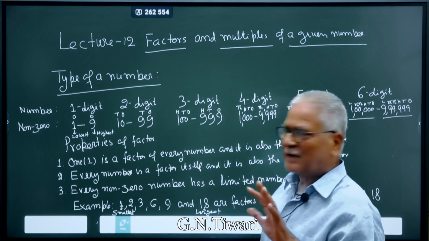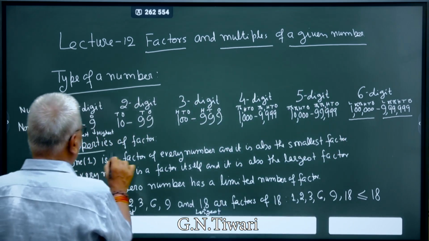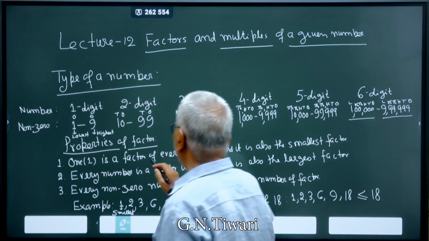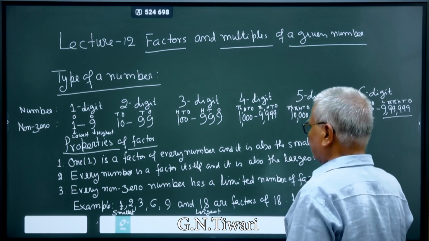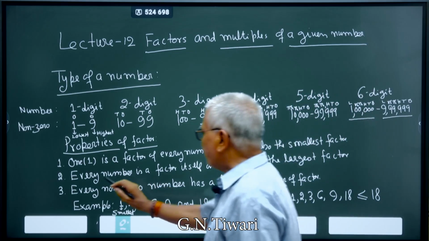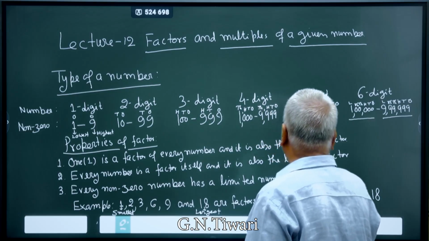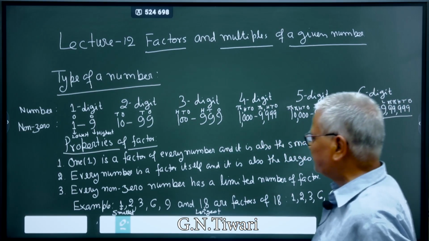So there are certain properties of a factor. The first one is that 1 is a factor of every number, and it is also the smallest factor. Second, every number is a factor of itself, and it is also the largest factor. Largest and highest are the same thing.